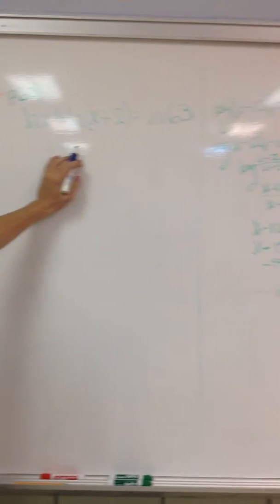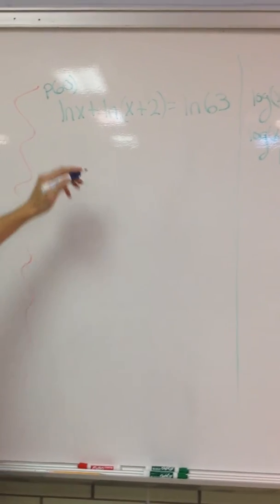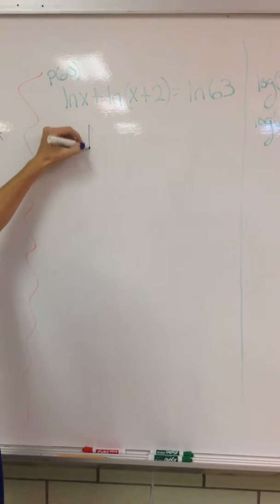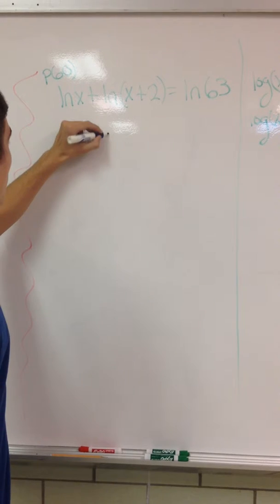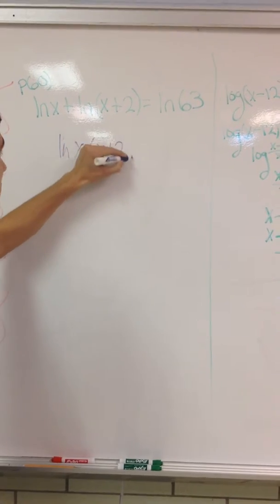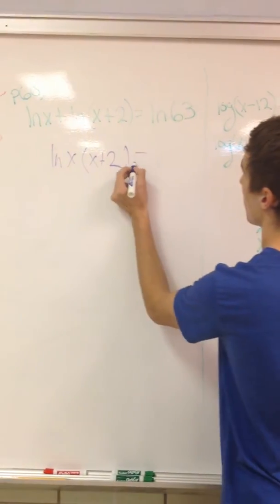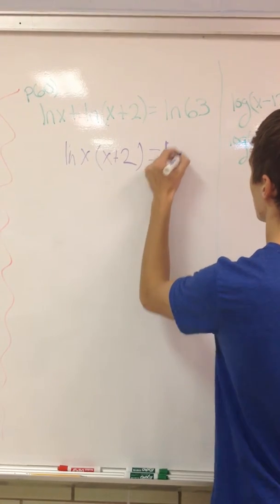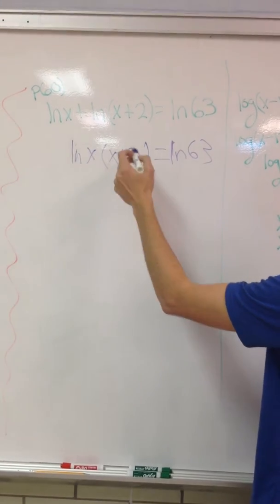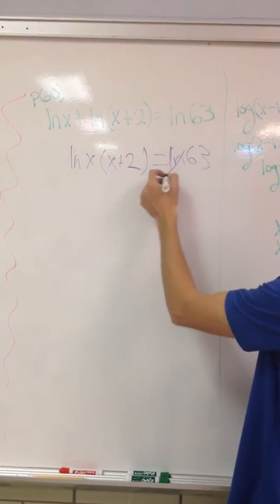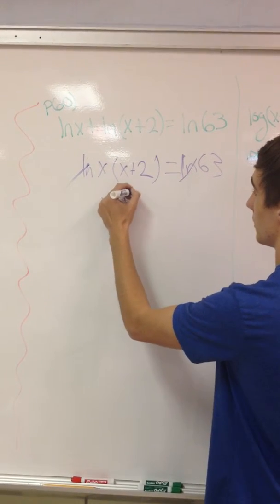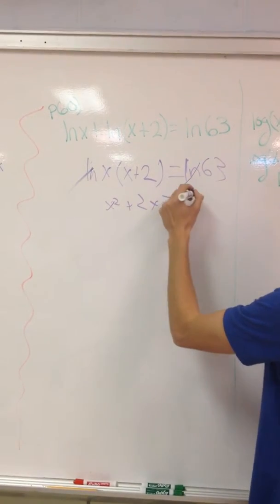Now for this equation, I'm going to walk you through it. It's kind of the same basic idea. We're going to use the product property to solve for this. So we're going to end up with x times (x plus 2) equals natural log 63. From there, we're going to distribute and then use the one-to-one property to eliminate the natural logs. So we'll have x squared plus 2x equals 63.